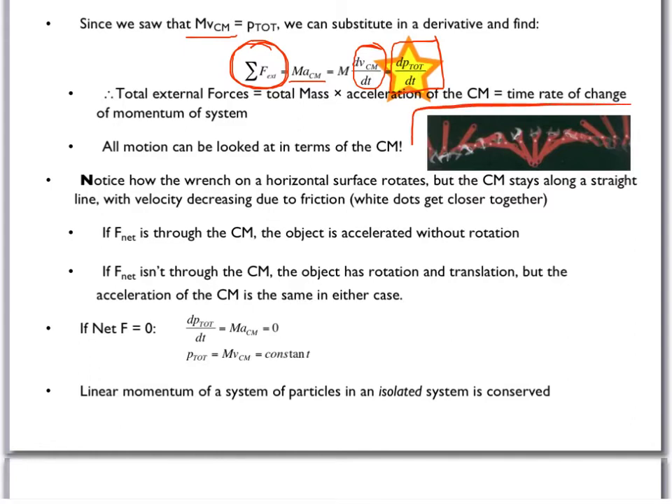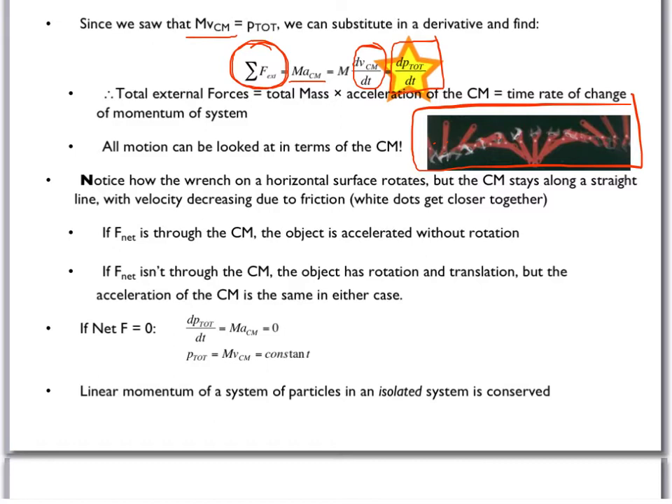Notice in the diagram here how the wrench, as it moves across the surface, is rotating and the motion looks very complex. But the motion of the center of mass is not complex. It's moving along a straight line with a velocity that's decreasing due to friction between the wrench and the table. And you see that the white dots representing the center of mass follow a very predictable pattern. They're moving along a straight line, and you see that those dots become closer and closer together as this object is slowing down or decelerating due to that frictional force that is acting from the outside.